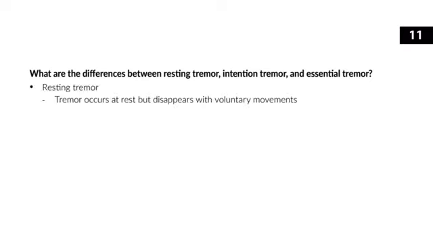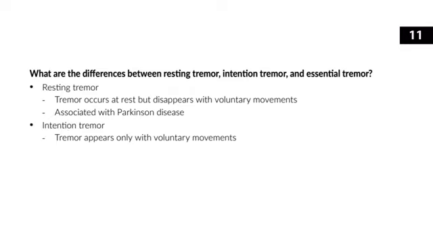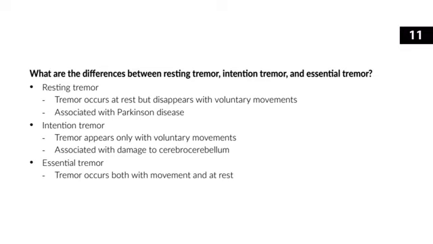Resting tremor is tremor that occurs at rest, but it disappears with voluntary movement. This is often associated with Parkinson's disease, which we're going to talk about in another video. Intention tremor is where there's no tremor at rest. The tremor only appears with voluntary movements. When you intend to move, the tremor kicks in. It's an intention tremor. An intention tremor is associated with damage to the cerebellar hemisphere, to the cerebrocerebellum. And then essential tremor is where you tremor both with movement and at rest. There's usually a family history of tremor, and sometimes we call this a familial tremor.